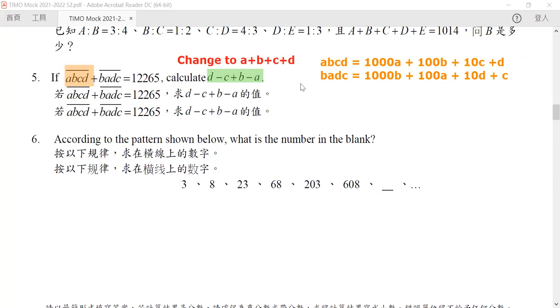But by this, we can now try to sum these two together. On our left-hand side, it will be equal to 12265. On our right-hand side, things become interesting. The first term is 1000A plus B. The second term is 100A plus B. So it can be written as 1100 times A plus B. The remaining terms will be equal to 11 times C plus D.